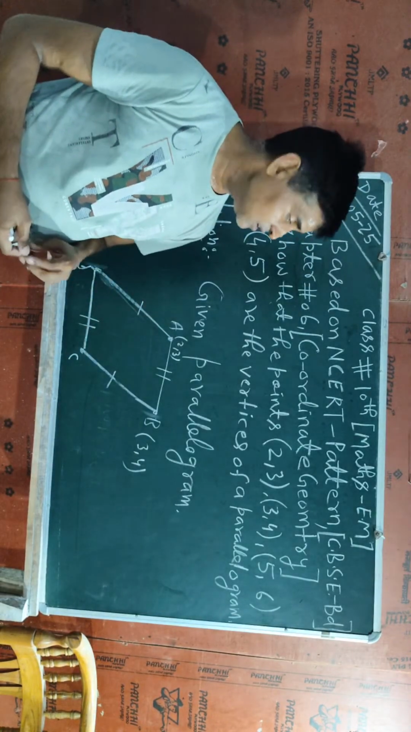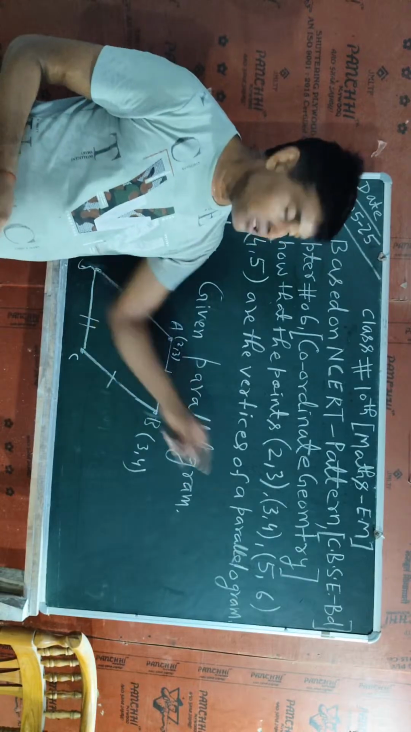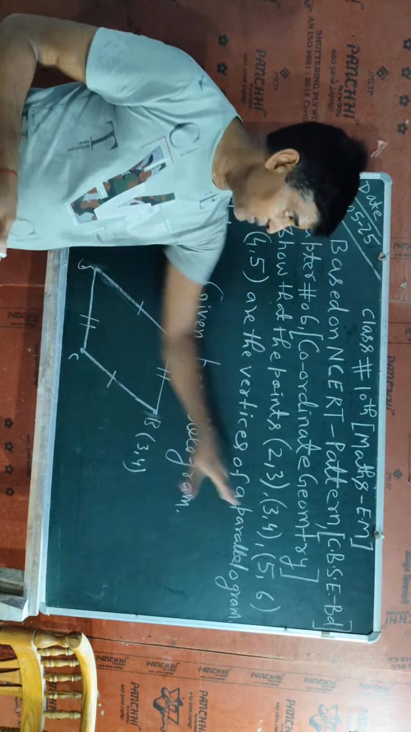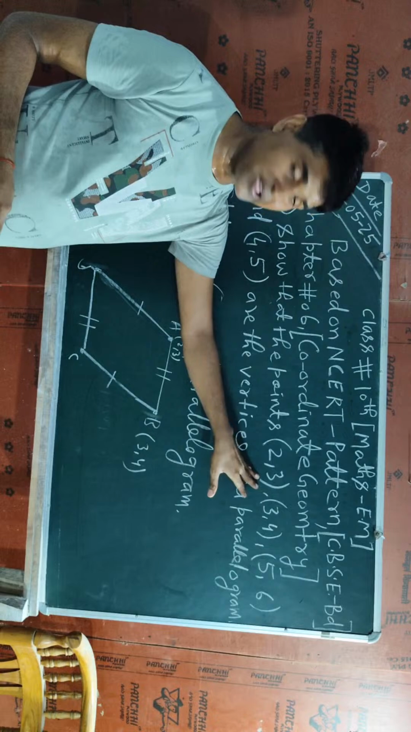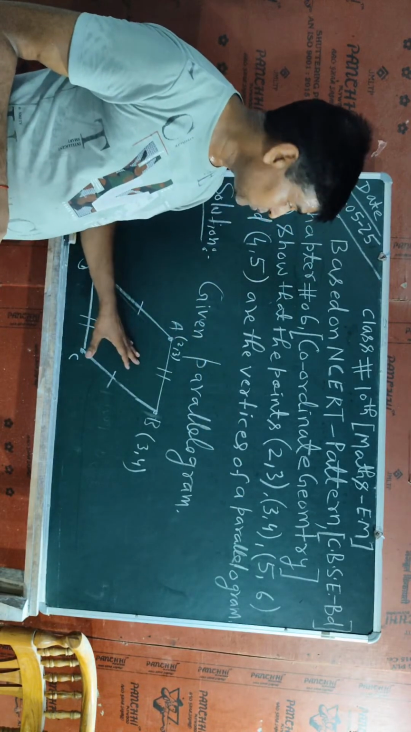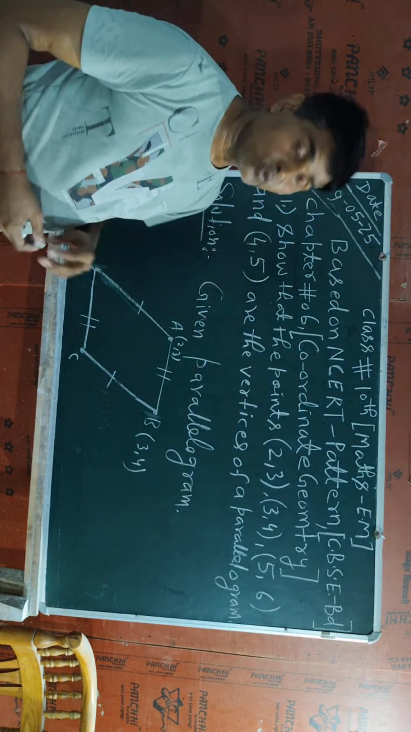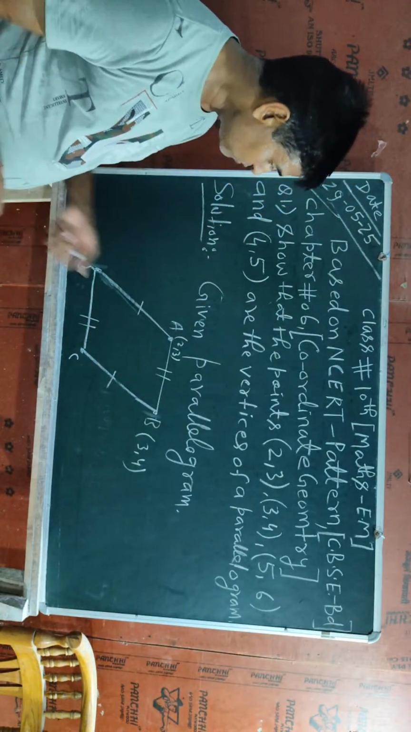If this condition I will get from the given information of the vertices of the parallelogram, then I will say it is proved. That is written in the question. So according to this way, I will prove.